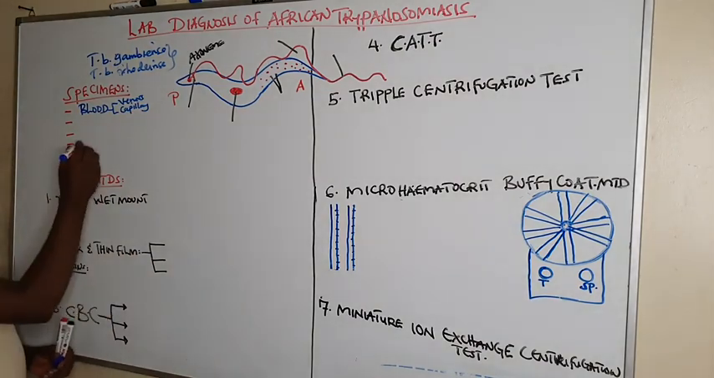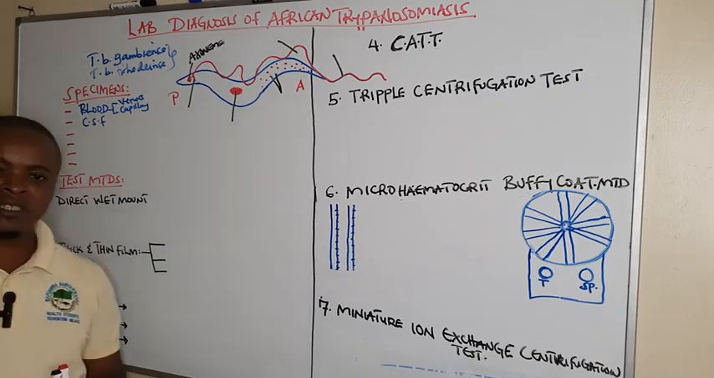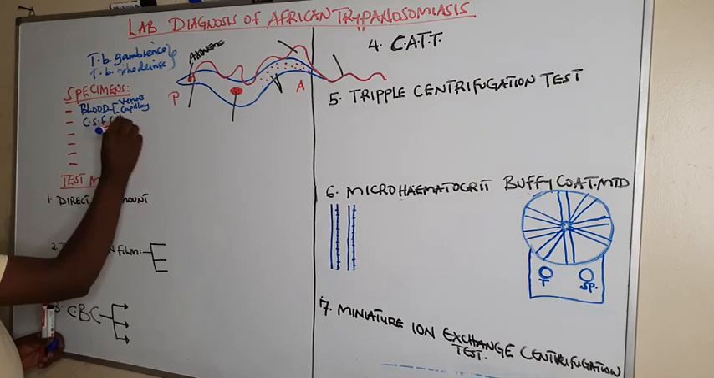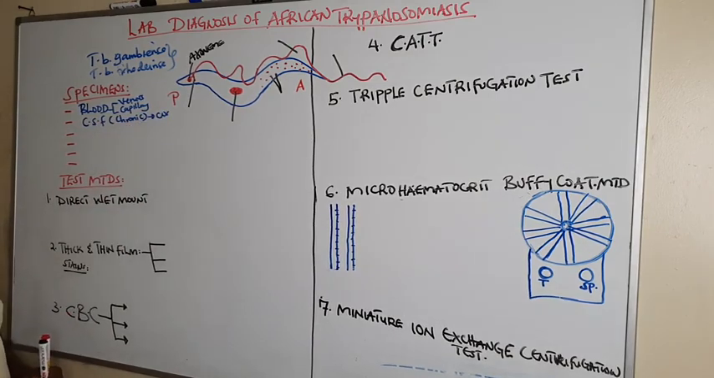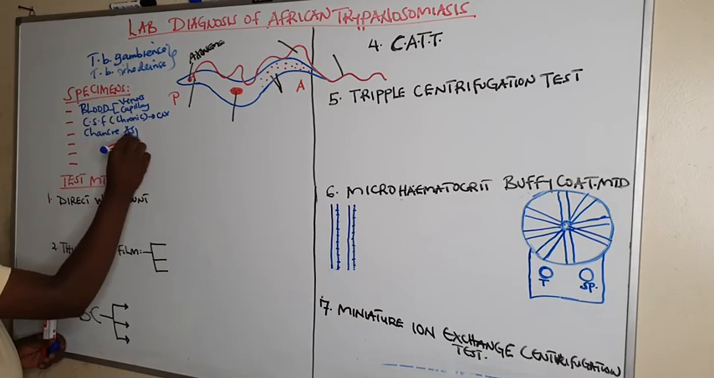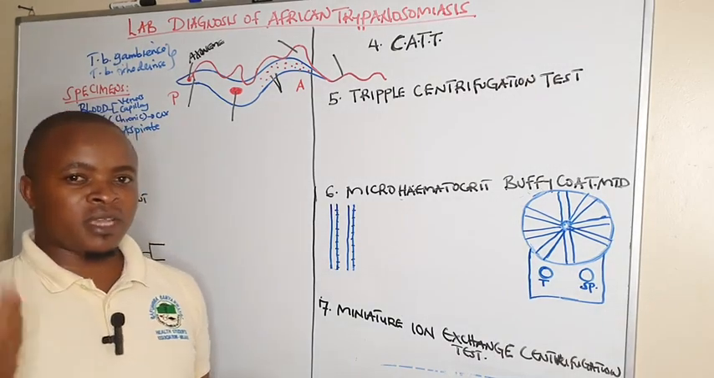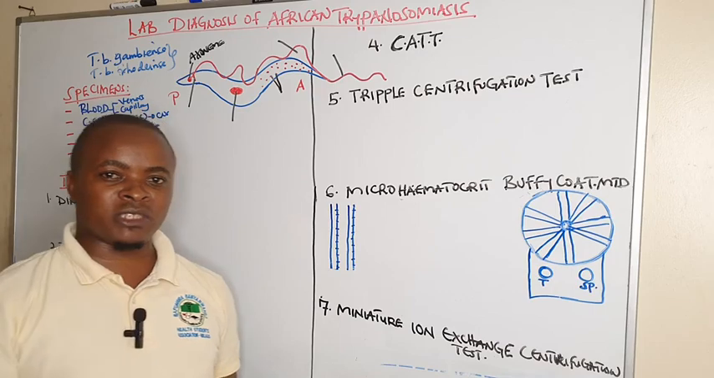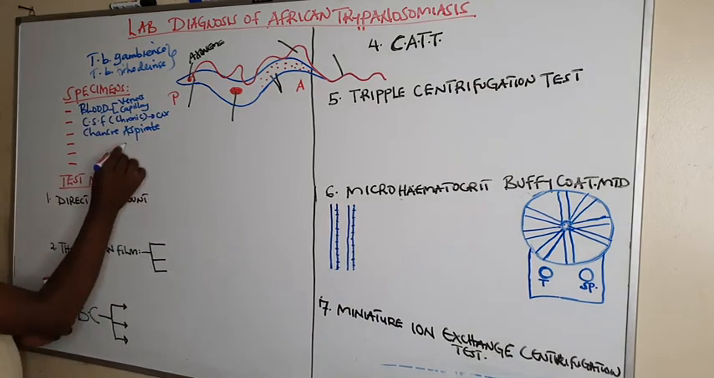Then another one we can use is CSF, this cerebrospinal fluid, which is collected in chronic infection or severe chronic infection which has crossed into the CNS. Then another specimen is the chancre aspirate. We said this chancre is a reddish nodule, sometimes painless, which is formed at the site of inoculation when the metacyclic trypomastigotes are injected by the Glossina fly. So at the chancre, we can easily collect the aspirates.